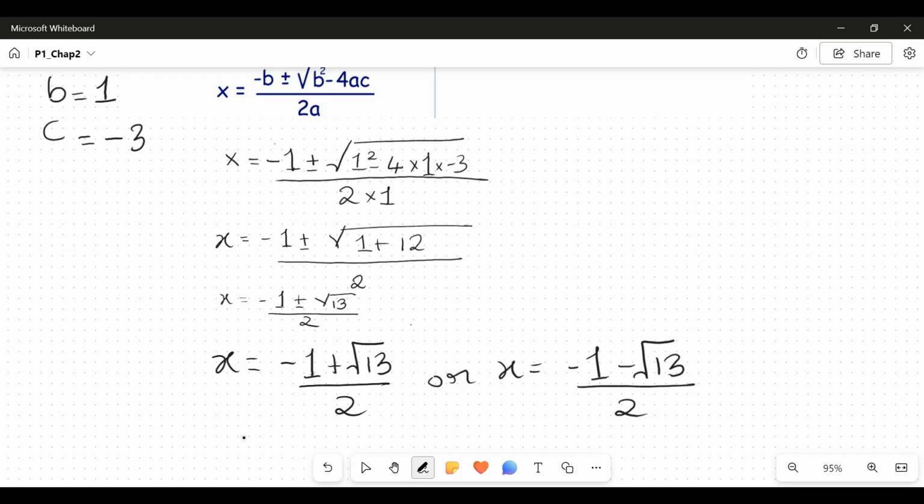Now if I put those things in the calculator, we get that this equals 1.30, and the other answer is minus 2.30, and those are the answers for this question.